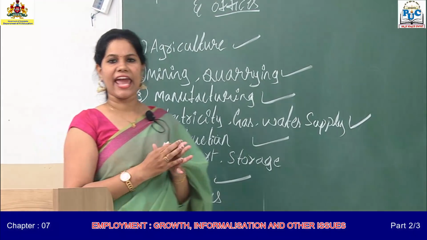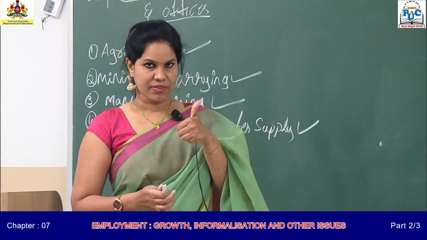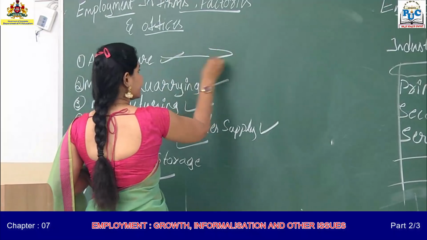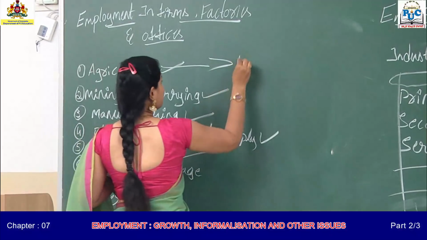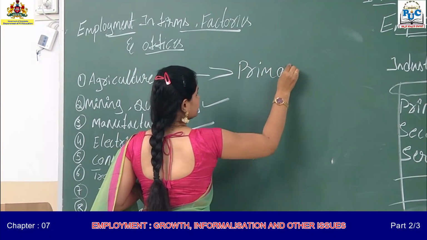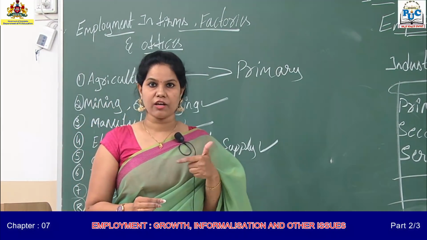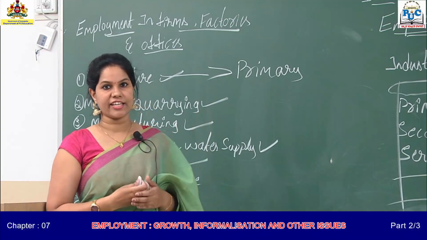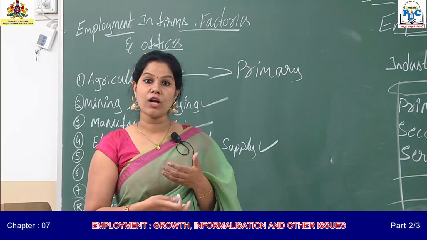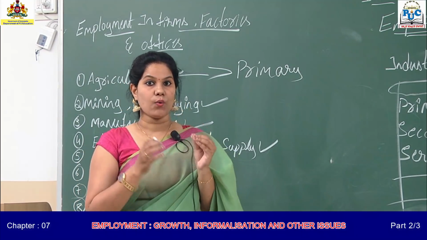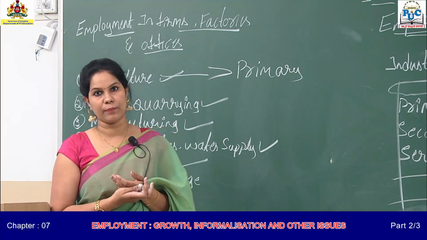Combining the 8 areas we have, finally we classify them into 3 areas. The first one, the agriculture sector, is considered the primary sector. That will be called the primary sector. Forestry and fishery all come under agriculture now. Not only agriculture, where people are cultivating and involved in farming, but even forestry, fishing, and other related activities are involved in the primary sector.